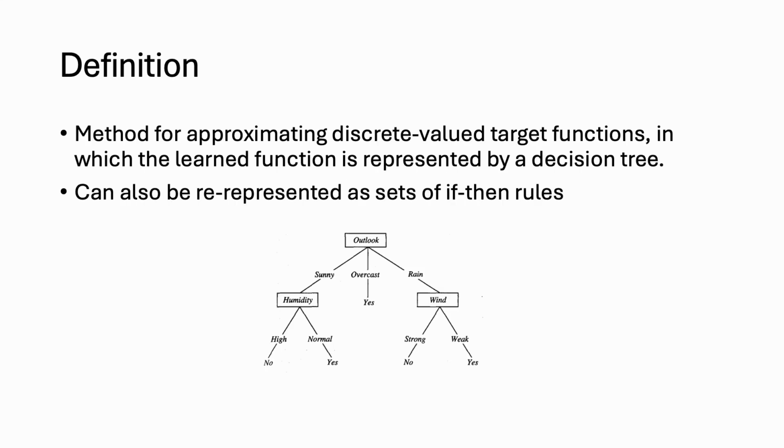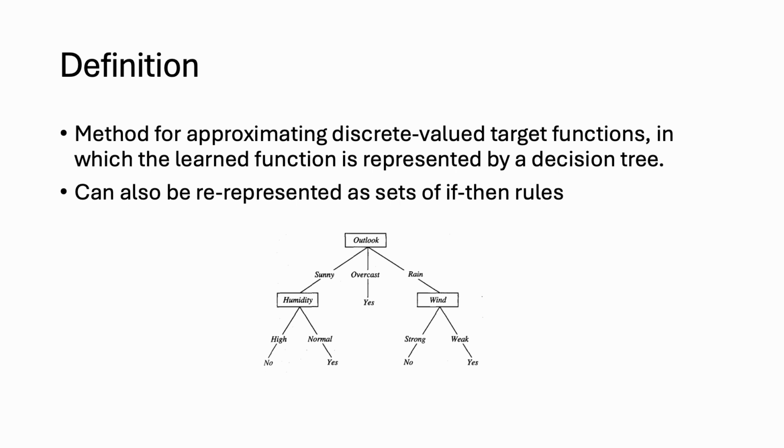Today we will talk about decision trees. It's a method for approximating discrete-valued target functions, in which the learned function is represented by a decision tree and can also be re-represented as a set of if-else rules. The decision tree classifies instances by sorting them down the tree from the root to some leaf node, which provides the classification of the instance.